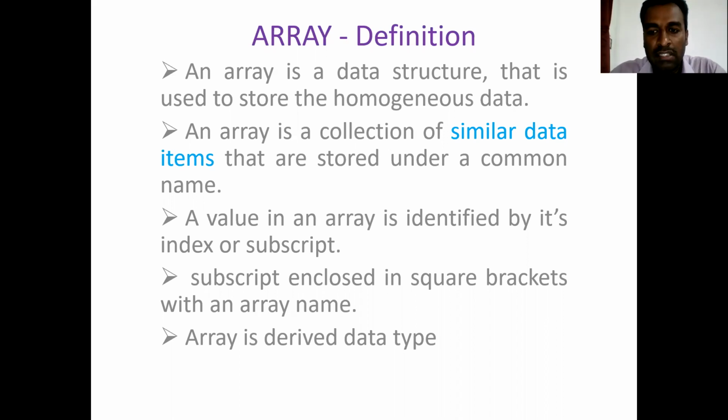A value in an array is accessed by its index or subscript. So in the array, we store the value by the name of the index, otherwise called a subscript. The index or subscript is enclosed in square brackets with the array name. So an array is a derived data type. We store the elements within the array by using some array name.